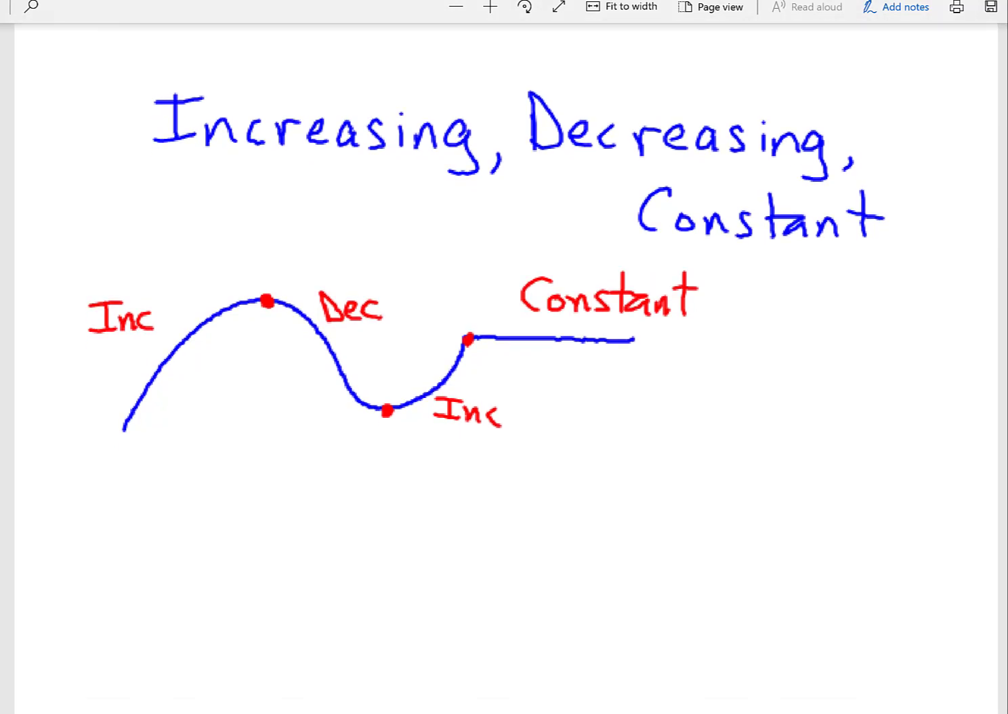So just to recap, if I'm looking at this function right here, I would be increasing on this portion of the function. This would be the interval that I'd be increasing. And then this interval right here would be decreasing. This interval right here would be considered increasing. And this interval right here would be considered constant.